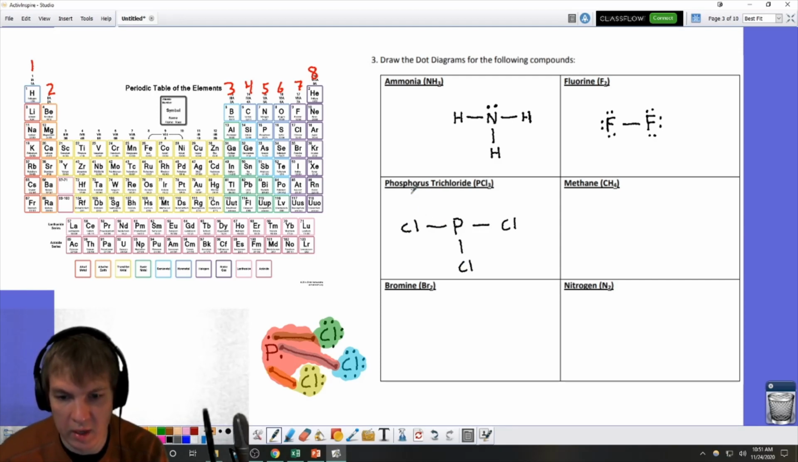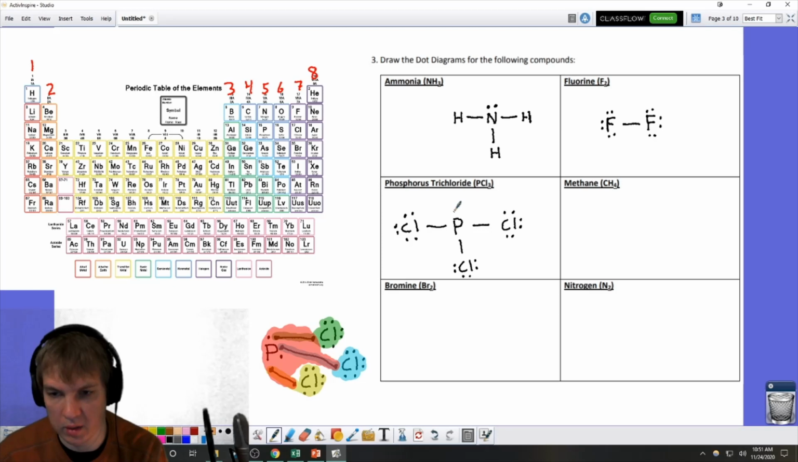And then each Cl has 1, 2, 3, 4, 5, 6 electrons around it. And then phosphorus has just 2 electrons kind of floating around, not bonded to anything, so we're going to put them right here as a pair.